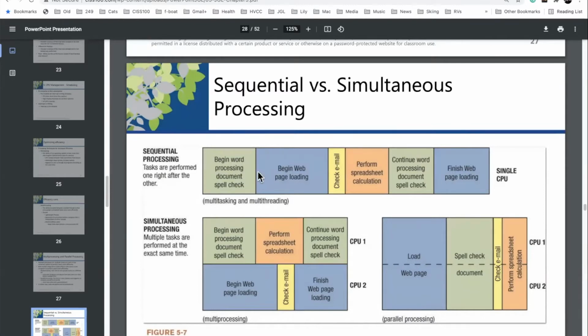And what do we have? We have 4 processes running. We have a word processor, a browser, an email client, and a spreadsheet all running. And what we see is that time slices of the CPU are going to be allocated to each process in turn. And note, they're not the same length. Why? Because we have an interrupt-driven architecture.